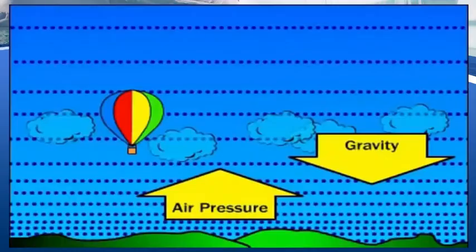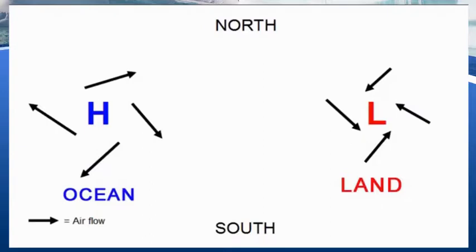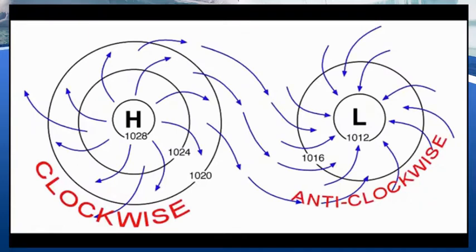And the reason is due to gravity. Due to Earth's gravitational force, the airflow is directed inward toward the low pressure center and outward away from the high pressure center. Therefore, you can also say the wind in a high pressure system flows in a clockwise direction out of the center, while in a low pressure system, wind flows in an anti-clockwise direction towards the center.